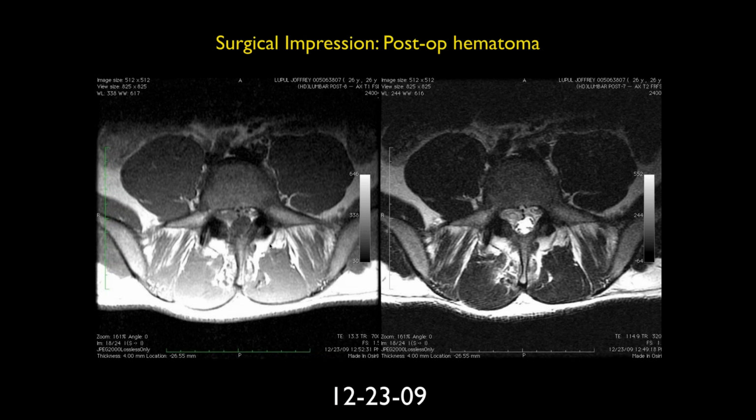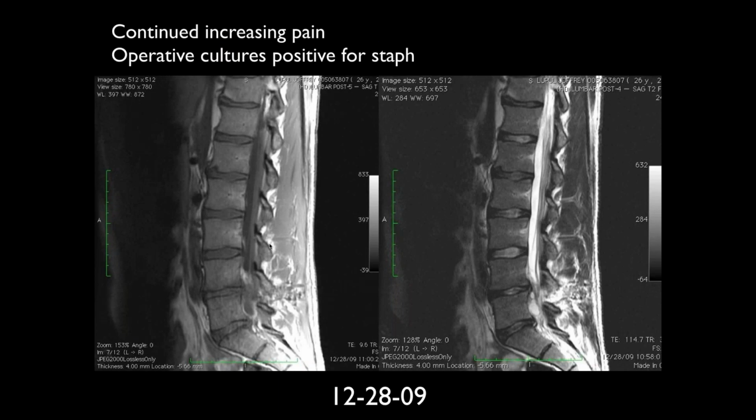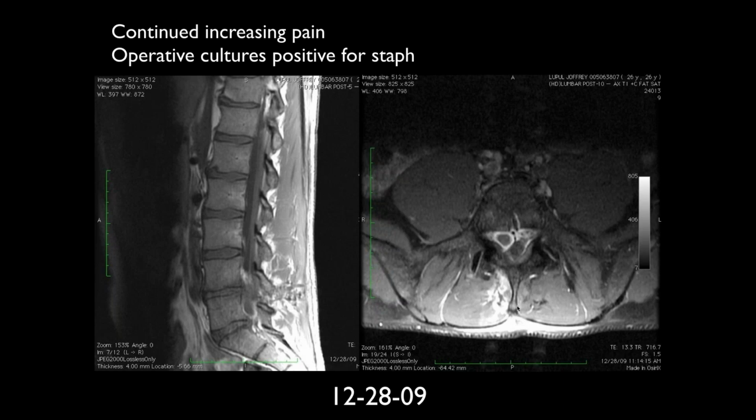Well, they thought it was post-op hematoma at that time. This is on 12/23/09. Could be hematoma. The patient kept having increasing pain, and now we're a week later. This is what it looked like. Okay, so now it's a rim enhancing collection. So an abscess. The operative cultures came back positive. See the enhancement here. You really have an abscess collection.